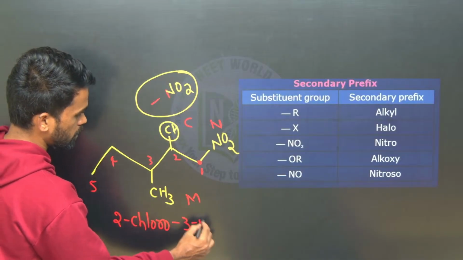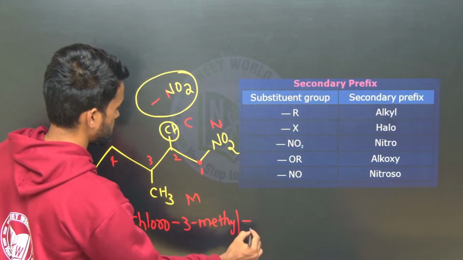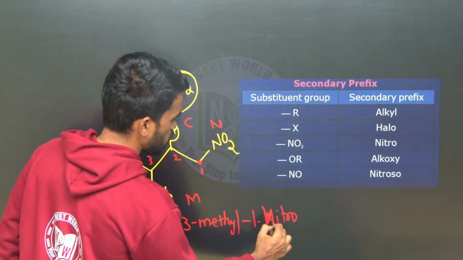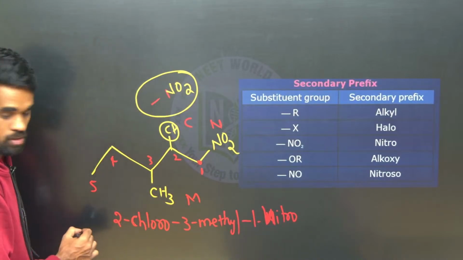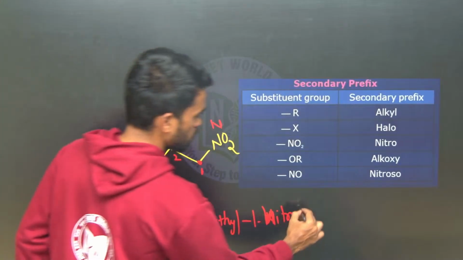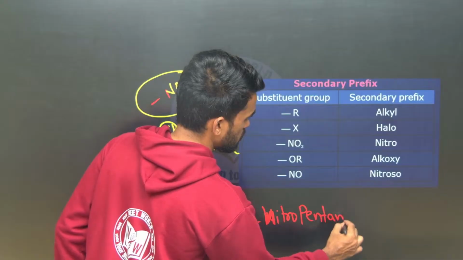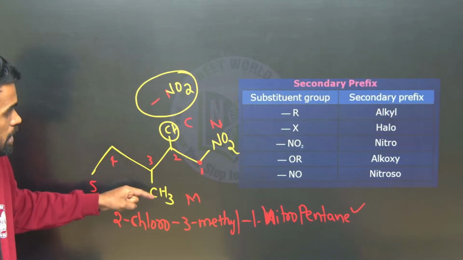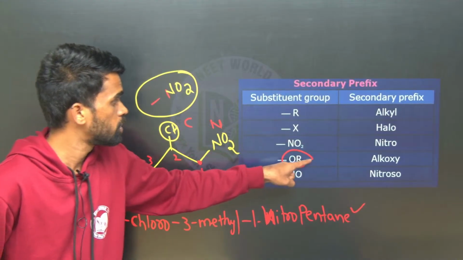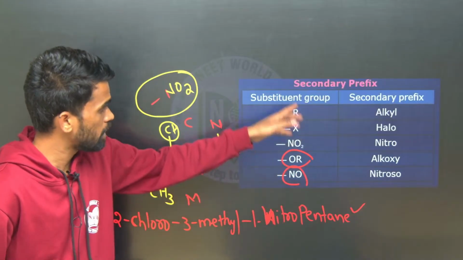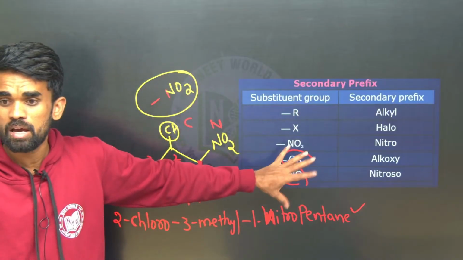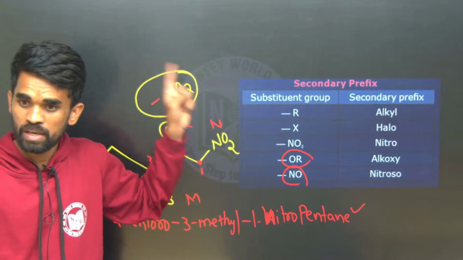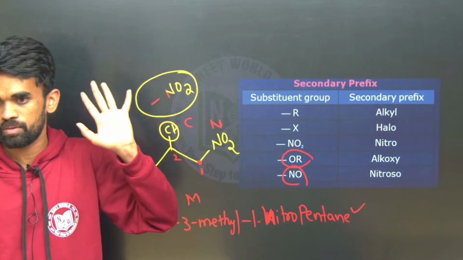Next, 3 methyl. Next, 1 nitro. Sorry, all letters, all alphabets should be small except the first one. Okay, nitro. Next 5 carbons means pentane. That's it. This is the IUPAC name. Okay, so now instead of all these things like maybe halogen, maybe alkyl group, maybe nitro group, maybe alkoxy group, maybe nitroso group, if any of these groups is present, write them always as prefixes. Okay, and previously discussed functional groups must be written as suffix and prefix based on their priority order, right?